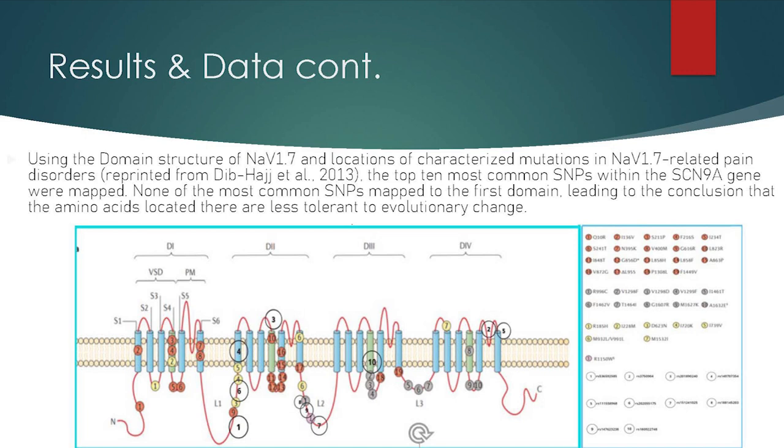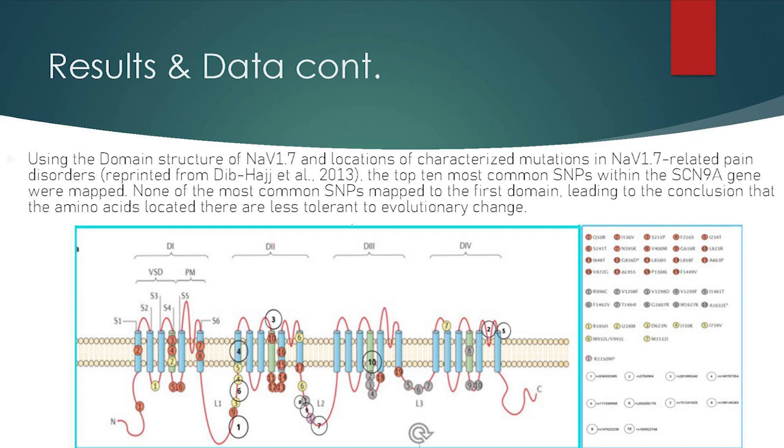Okay, so this is another image of the NAV 1.7 channel. You can see there are different domains for this channel, 1 through 4. And here in the circles, you can see I have mapped the different SNPs that I had in our chart before. Here they are mapped throughout the channel.